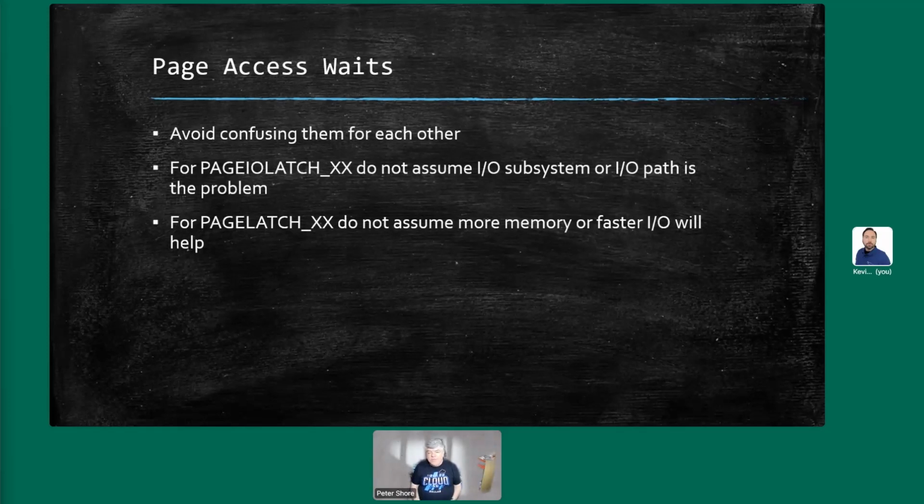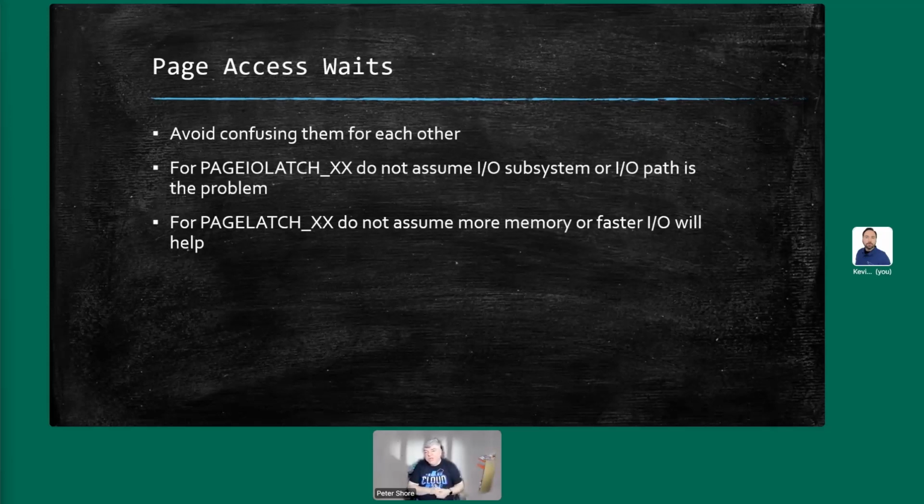However, page IO latch: don't assume the IO subsystem or the IO path is the problem. It often isn't. It's something in the middle. Not necessarily in the middle, but it is often not the ability of the disk to perform. It is the pages that we're reading.